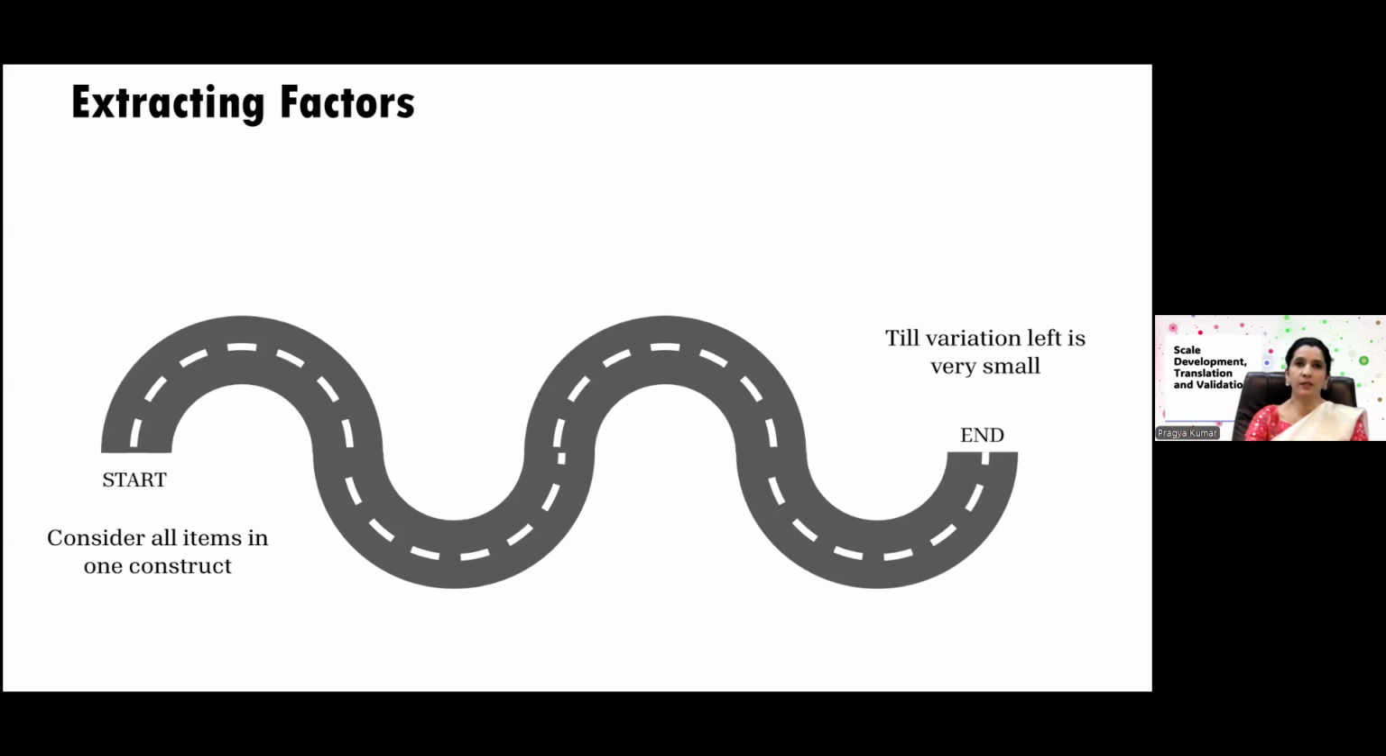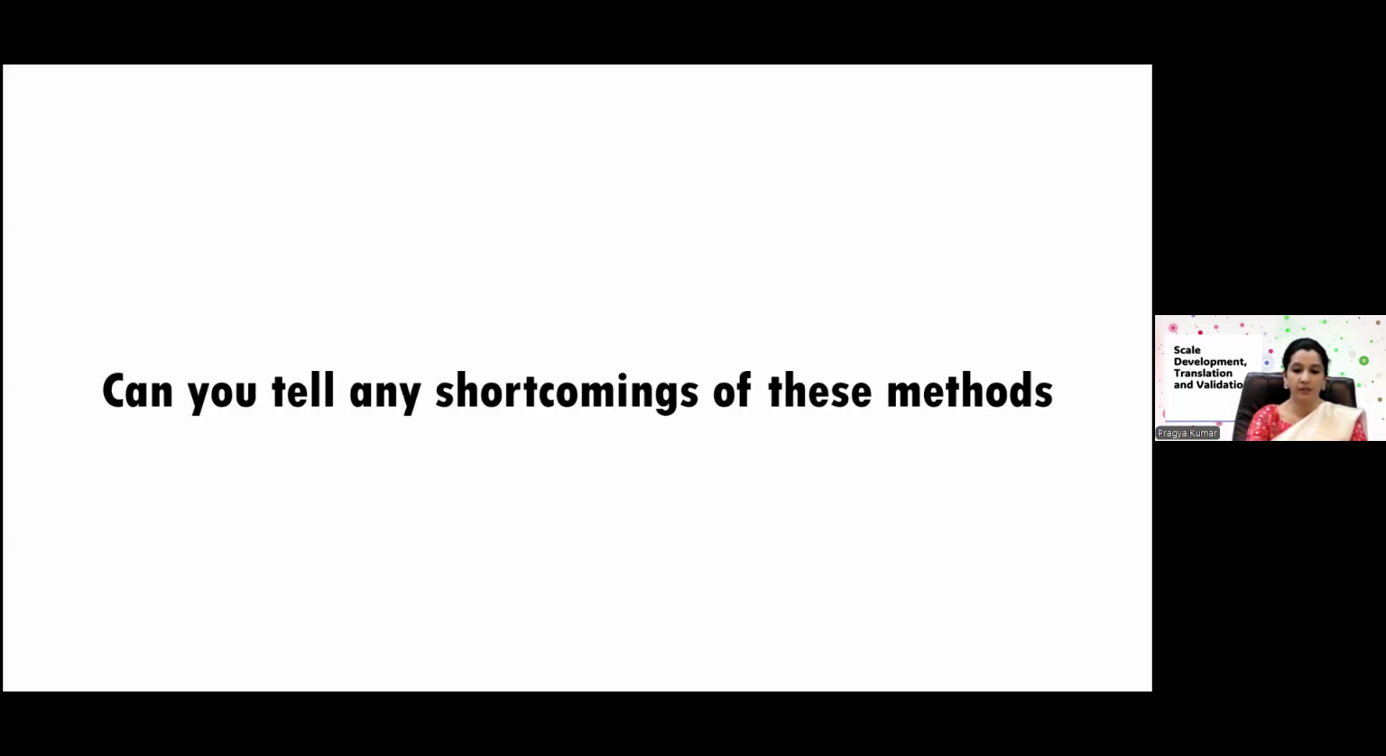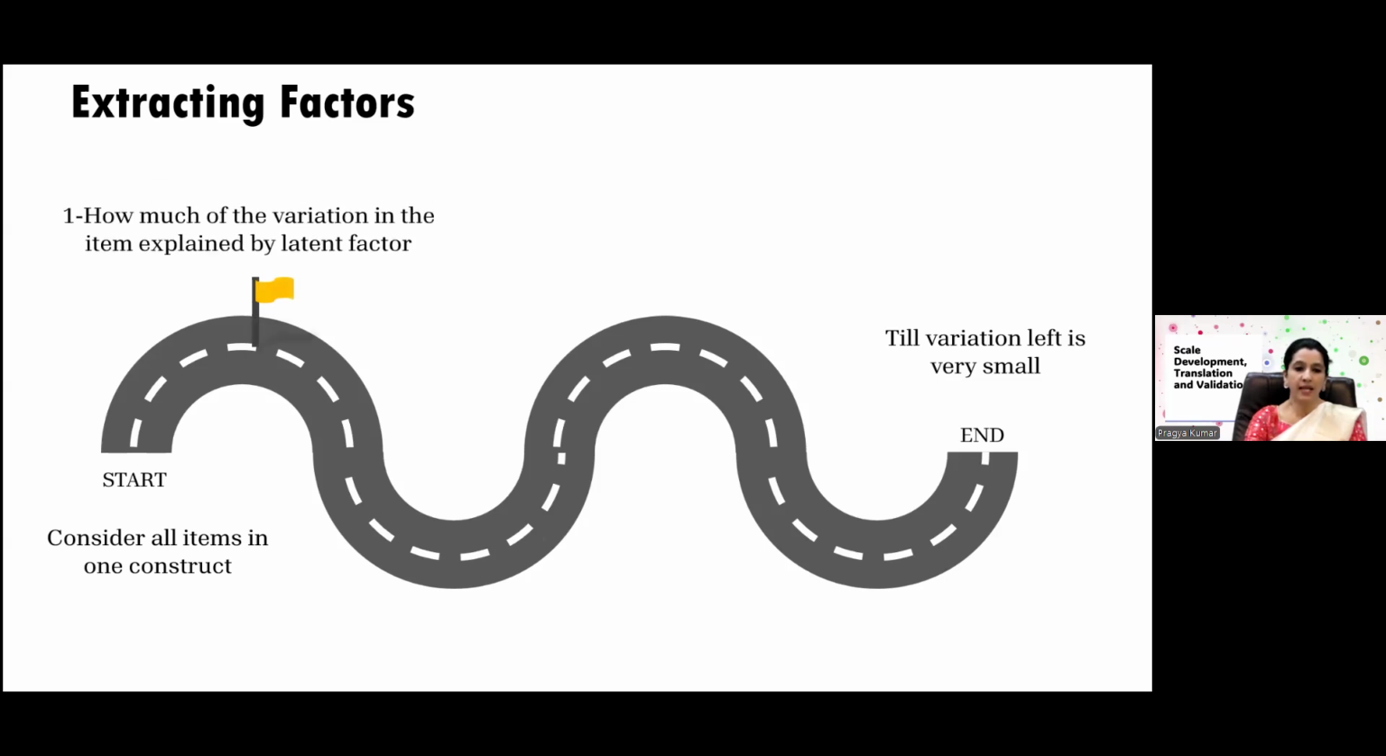So now coming to the extraction of the factors, how the factors are extracted. Initially you start with all the items in one construct. So that's what we thought, that all the items are there in one factor. And then you see on the basis of variance. Remember, we have talked about variance. It is basically the difference from the mean and then square it. That is the variance. In case of scale, how do you define the variance basically?